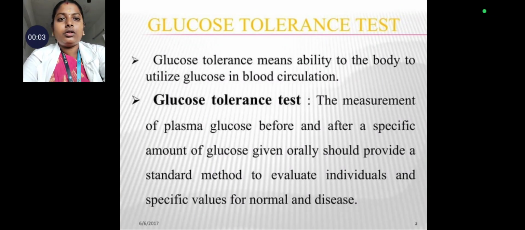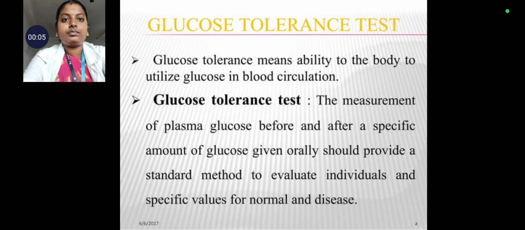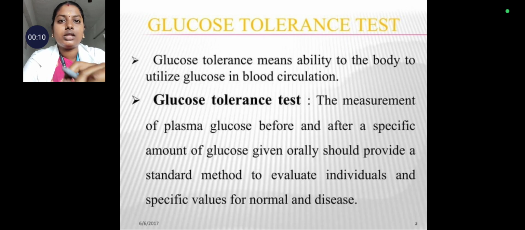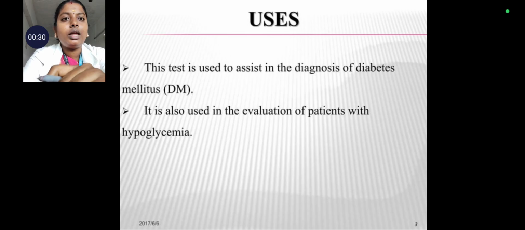So coming to the glucose tolerance test, it means the ability of the body to utilize glucose in the blood circulation. So glucose tolerance test is the measurement of plasma glucose before or after a specific amount of glucose is given orally, or it should provide a standard method to evaluate the individuals and for specific normal values and specific disease condition. And this test is mainly used to assist in the diagnosis of diabetes mellitus, and it is also used in the patients for the evaluation of hypoglycemia.